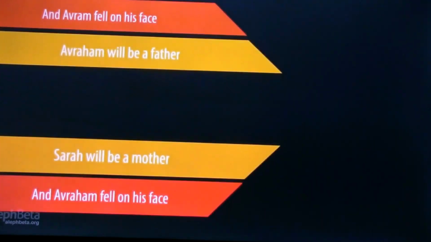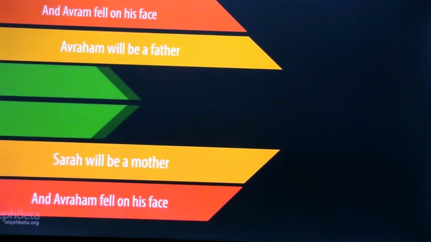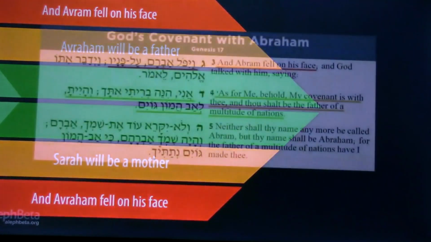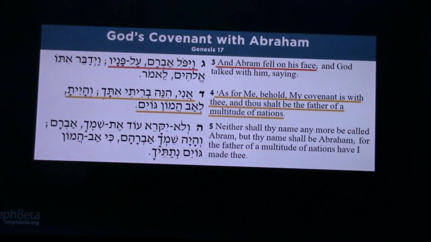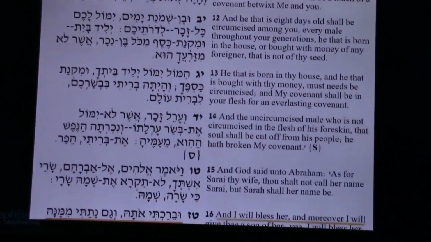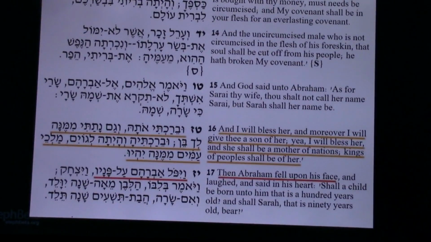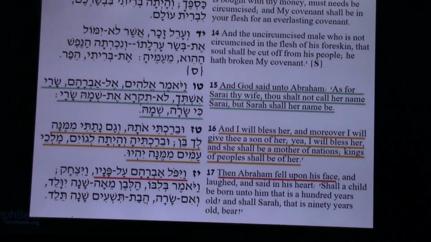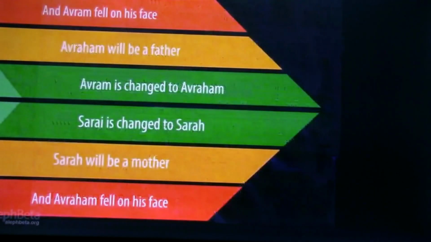We have another element. We do, let's call it the green element, the third element of the chiasm. You'll see it in verse 5, the next verse. Name change. Lo yikare odet shimcha Avram. Your name is not going to be Avram anymore. Your name is going to be Avraham. Wouldn't you know it? The third element of the chiasm mirrors itself at the bottom, and it's name change for Sarah. Vayomer Elokim al Avram, Sarai ishtacha. Sarai is not going to be Sarai anymore. She's going to be called Sarah. She's not just your princess, she's the princess of the world.